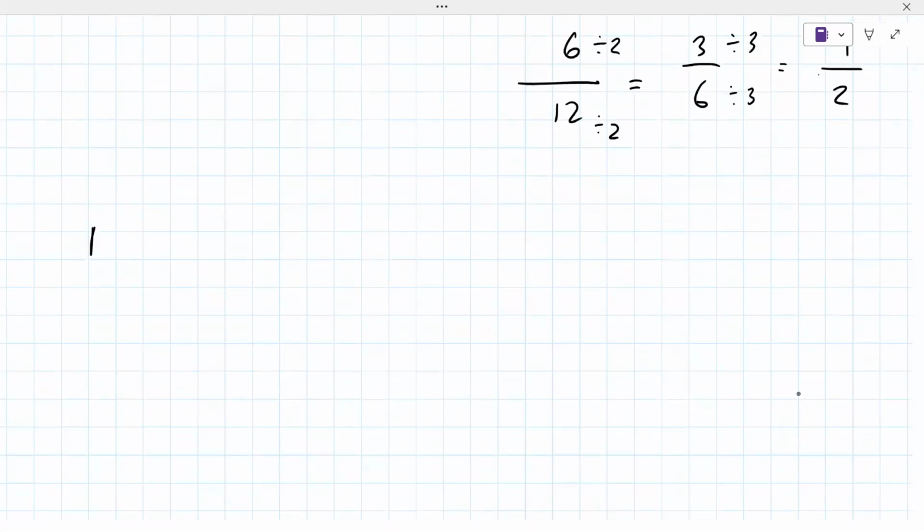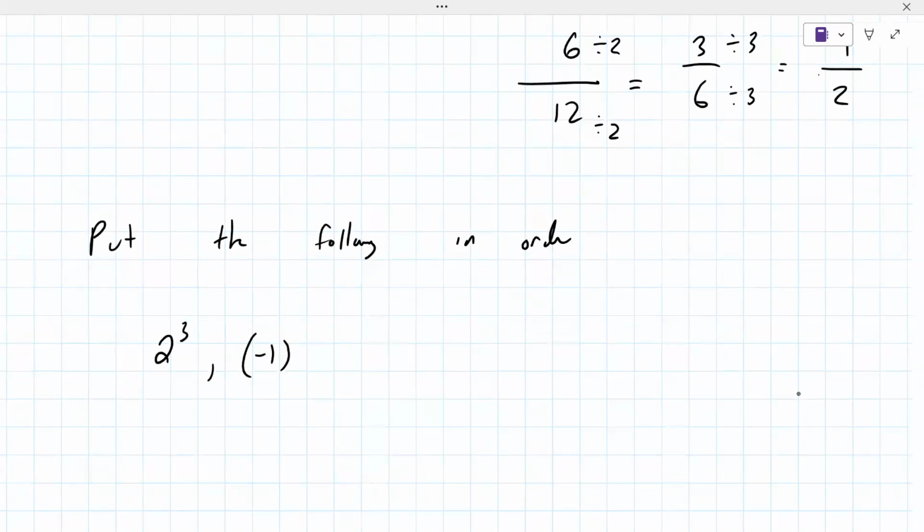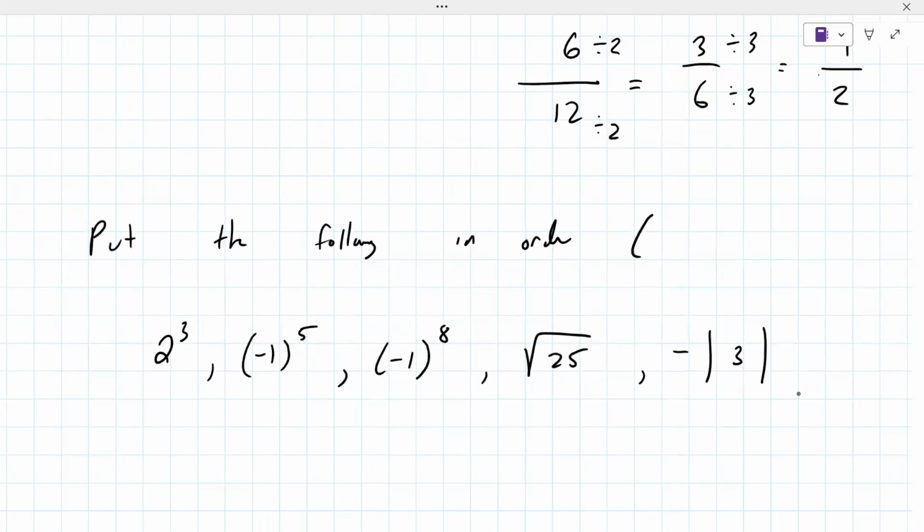All right. So maybe last question. Let's put the following in order. 2 cubed, -1 to the 5th, -1 to the 8th, square root of 25, negative absolute value of 3. So put these in order, and it's up to you. You can go small to large or large to small. It doesn't matter to me.